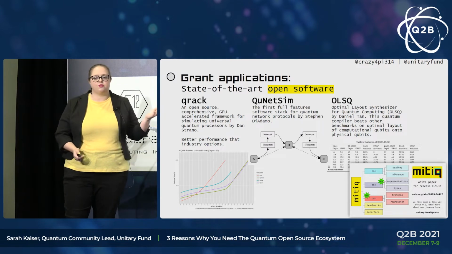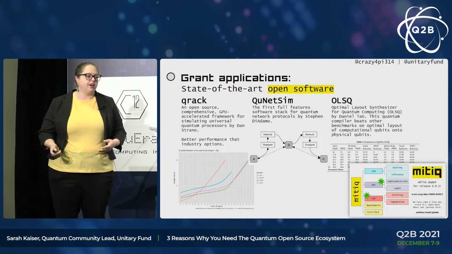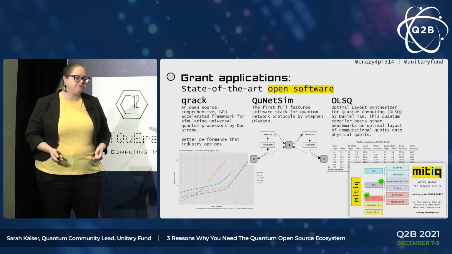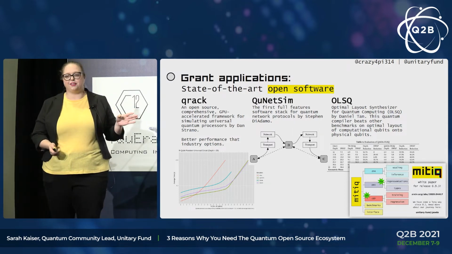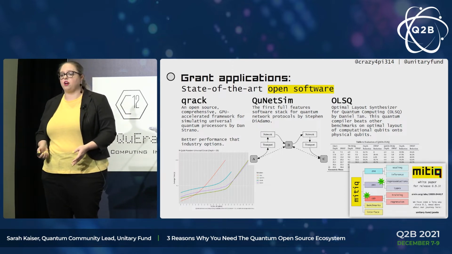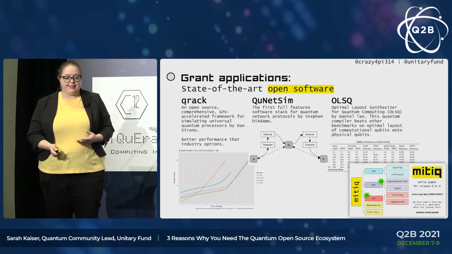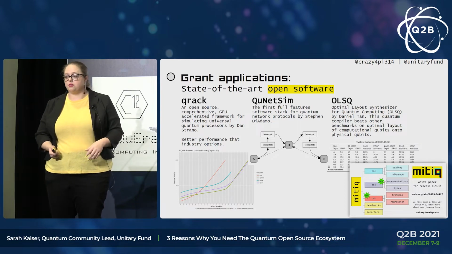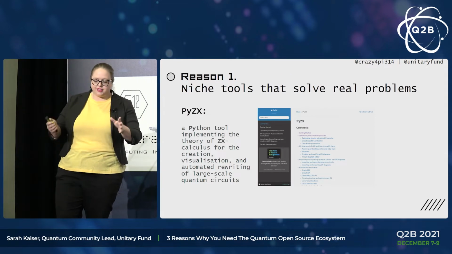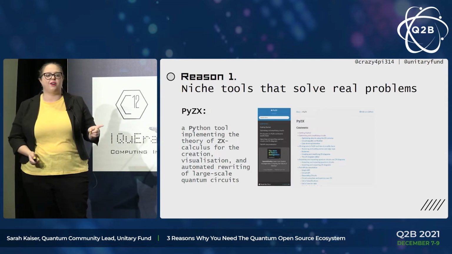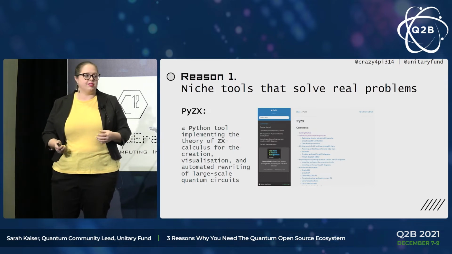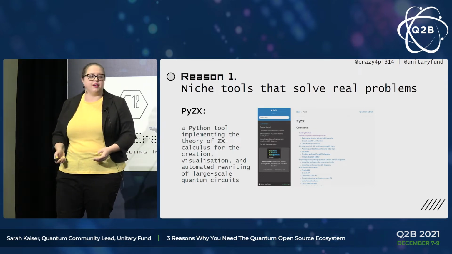We've got simulators, quantum networking, modeling and simulation, circuit synthesis and layout. And the one down in the corner, Mythic, is one of the projects that we're working on. But these are really state-of-the-art projects that are getting used not only in the open source community, but in industry as well. So to address the first argument as to why you need open source, there are already niche tools that might address some of the problems that you're facing.